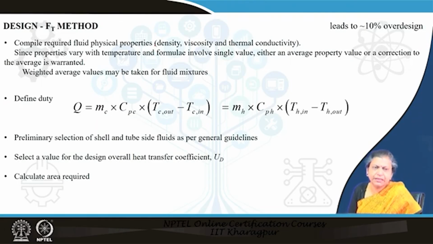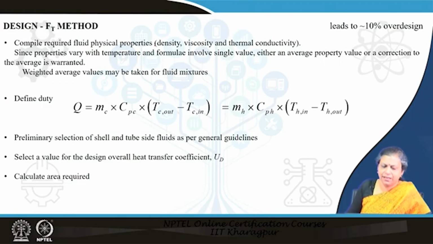So the initial part is the same as for the double pipe, which was also mentioned in the last class. You can do these things, the physical properties are already available, you can take them up. Just remember that since the physical properties vary with temperature, and all the formulae involve single values, either you have to take an average value or you have to make a correction to the average value. For Cp, for the density, etc., you take the average value.